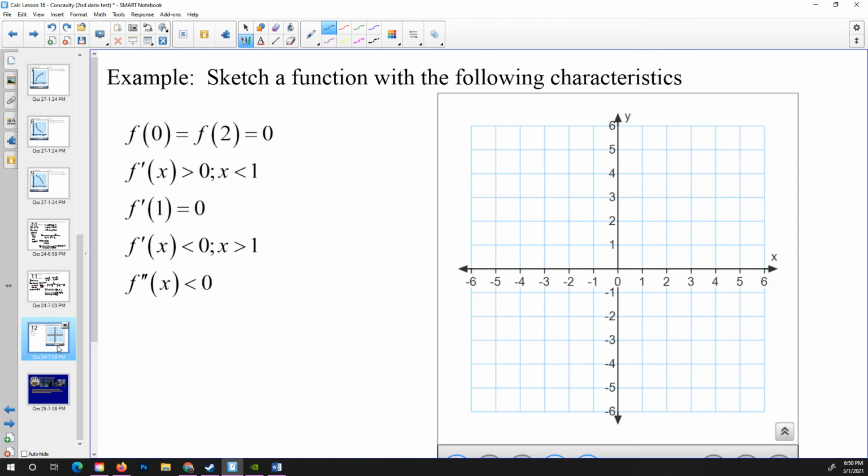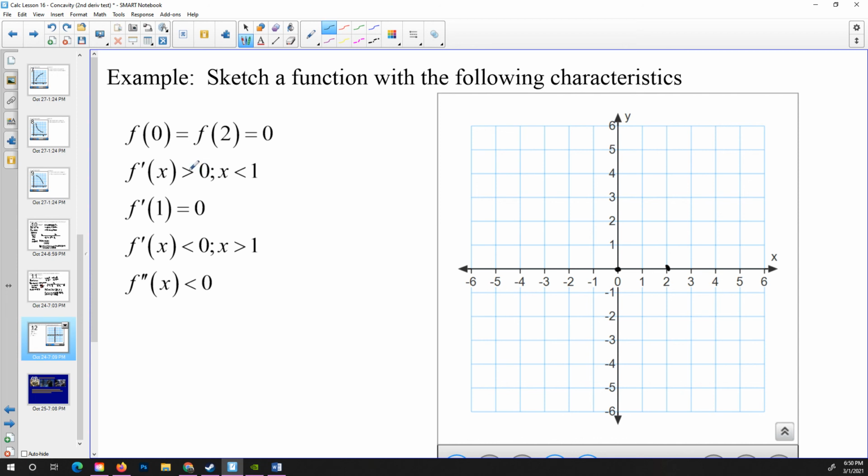All right, last one. This one isn't a whole lot of actual calculations, but we're drawing a picture with the following characteristics. So f of 0 is going to be equal to f of 2, and it's going to be 0. So those are actually points on the graph. So I'm going to fill in the dots there. So at 0 and 2, it's equal to 0.